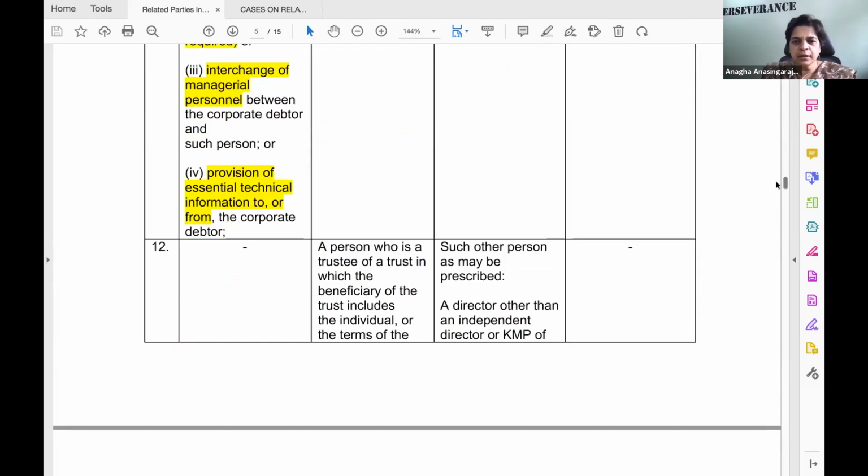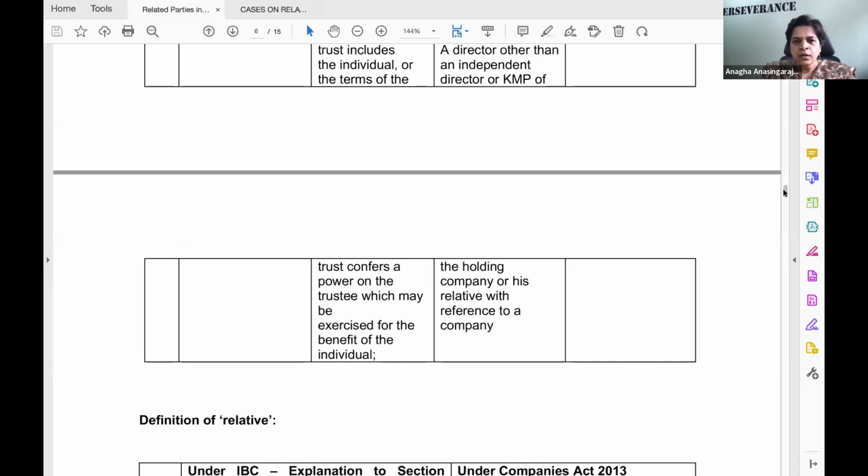And such other person as may be prescribed, and in the rules what is prescribed is a director other than an independent director or the KMP of that particular company or KMP of the holding company or his relative with reference to this particular company. So the independent director is excluded from this definition. All of them are covered as regards the Companies Act.